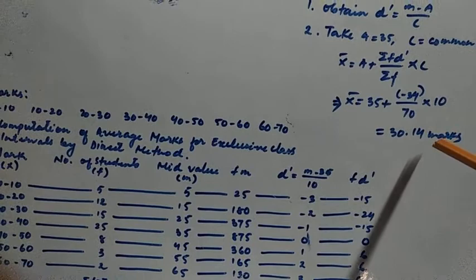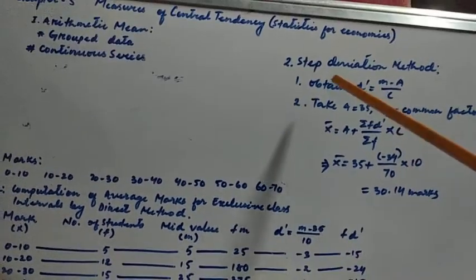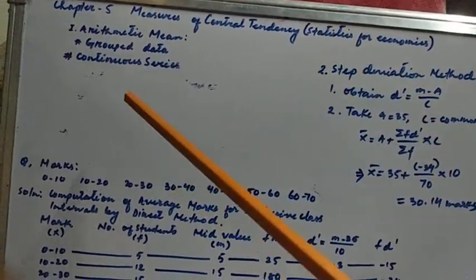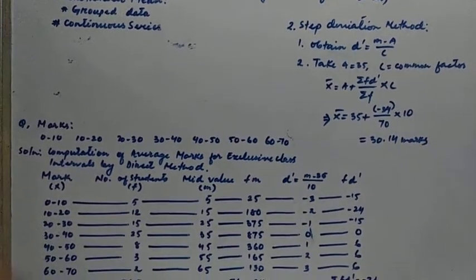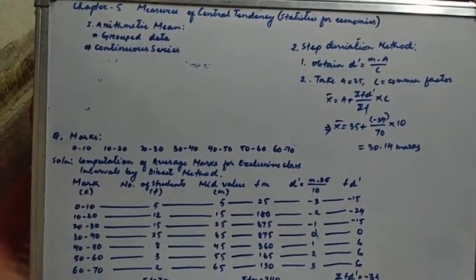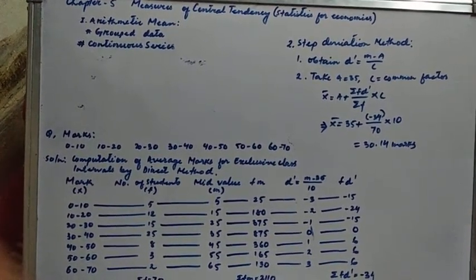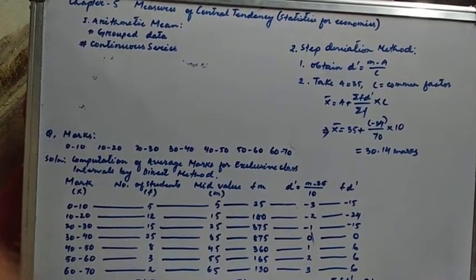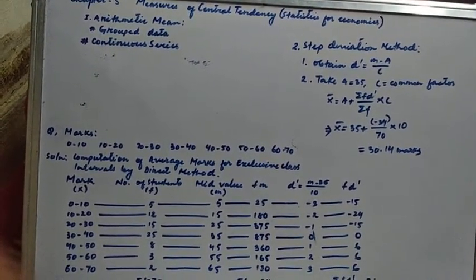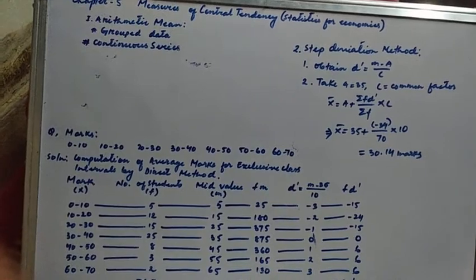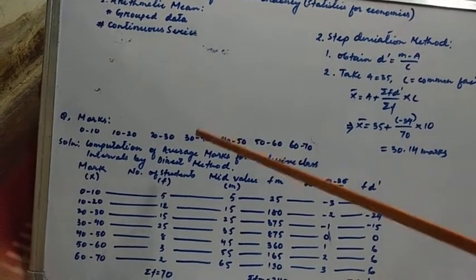So the answer is the same with the step deviation method and the direct method. So that is how we calculate continuous series. For continuous series, we use direct method and step deviation method to find out the average marks of the students that is given here.